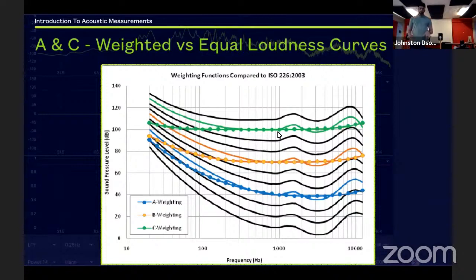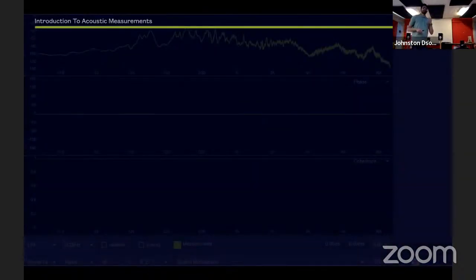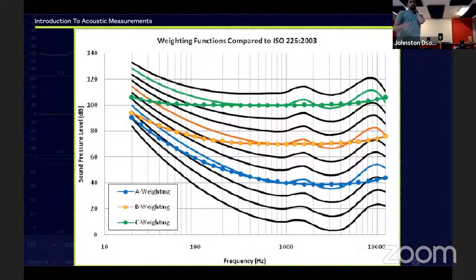If I make this whole graph a little bigger, you should be able to see it a little more clearly. The yellow dotted line is a B weighted curve, which is out of the scope of what we're going to talk about today. Any doubts so far?